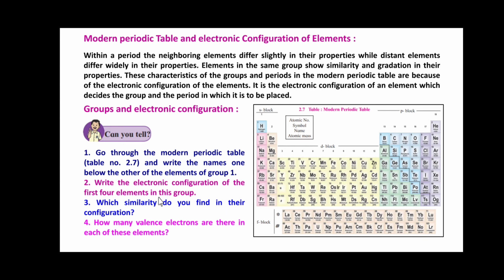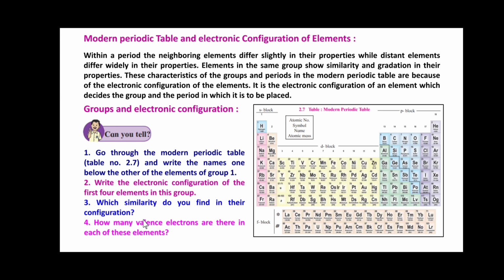The second question we could discuss is: write the electron configuration of the first 4 elements in this group. The electron configurations of these first 4 elements are: hydrogen, whose atomic number is 1, so the electron configuration is simply 1. Lithium, atomic number 3, so the electron configuration is 2, 1. Sodium, whose atomic number is 11, 2, 8, 1. Potassium, whose atomic number is 19, 2, 8, 8, 1 is its electronic configuration.